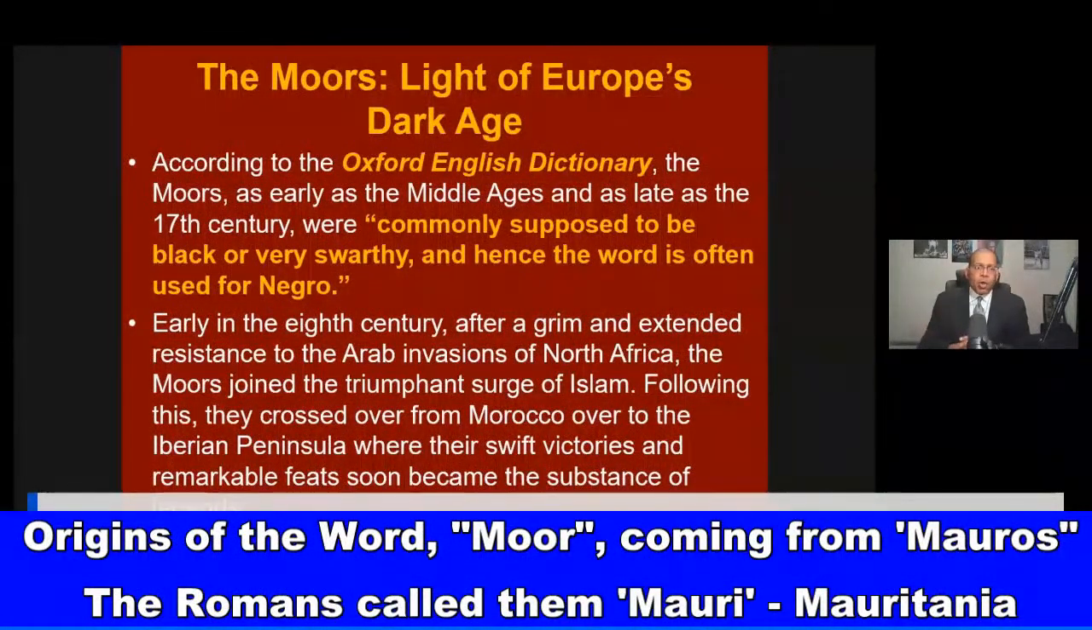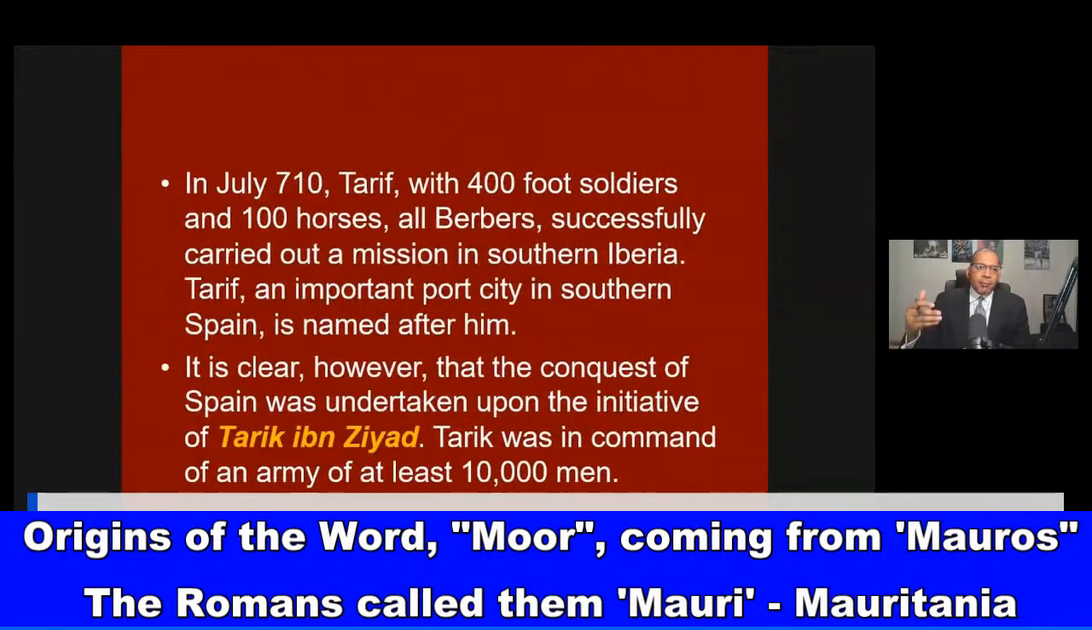Following this, they crossed over from Morocco over to the Iberian Peninsula, where their swift victories and remarkable feats soon became the substance of legends. In July 710, Tarif, with 400 foot soldiers and 100 horses, all Berbers, successfully carried out a mission in southern Iberia. That was the reconnaissance mission, to get the lay of the land and see what's going on.